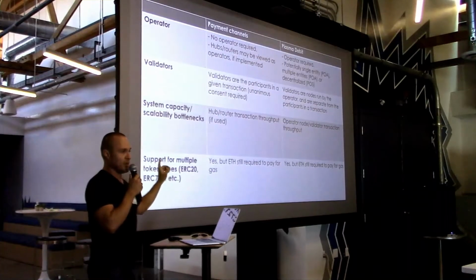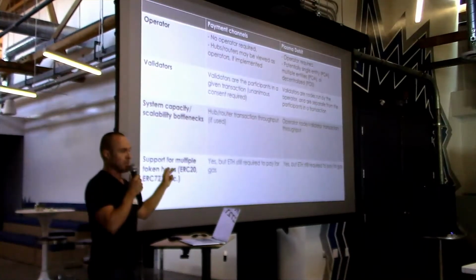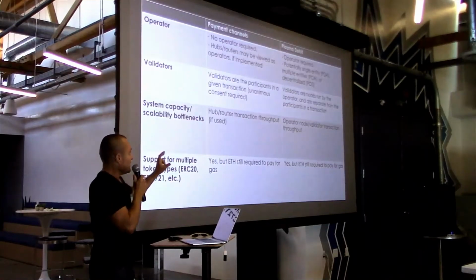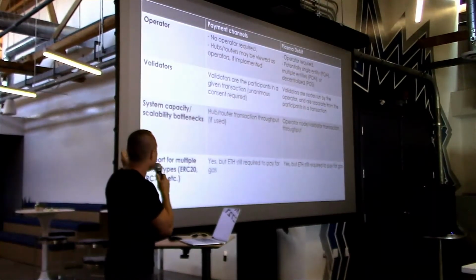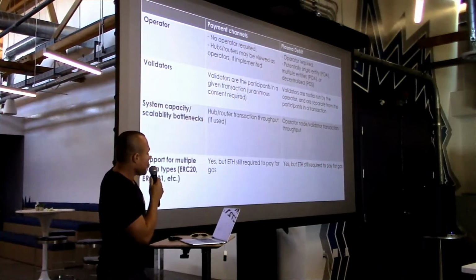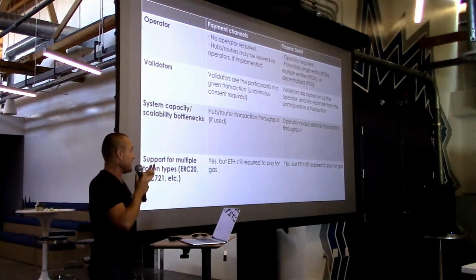So validation in payment channels is done by the participants. If Alice and Bob are transacting, they are validating the transaction and signing off on it and saying this is a valid transaction. In Plasma, you have an operator that is validating the transaction, so it's more centralized.